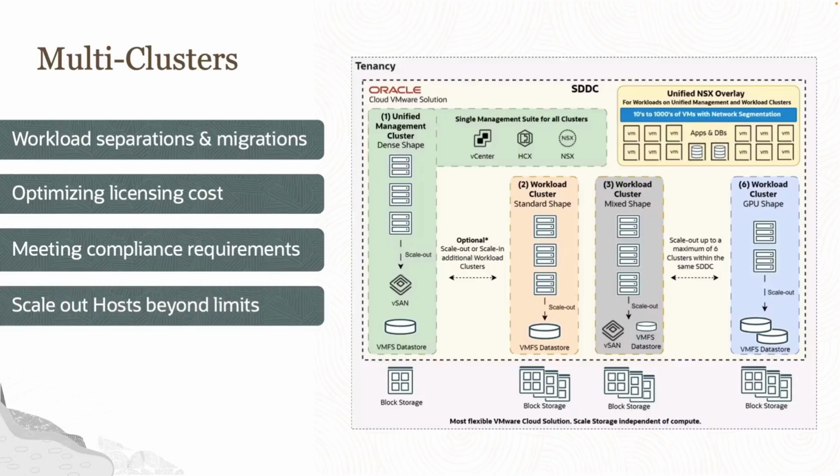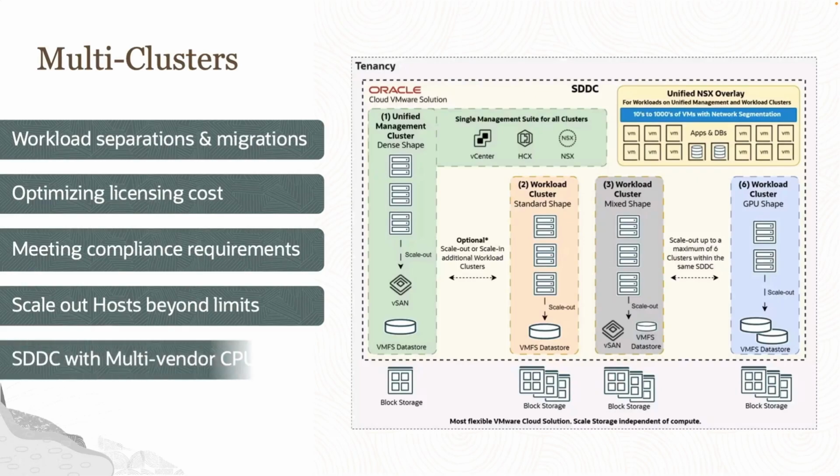With multi-clusters, you can scale out hosts beyond limits. Previously, you could scale SDDCs to a maximum of 64 hosts if you're using dense I/O compute shapes. But with the introduction of multi-clusters, a single SDDC can scale up to 384 bare metal hosts. With the multiple cluster SDDCs, you can easily deploy and manage different CPU-based clusters within the same SDDC, and this is going to help you with simplifying day-to-day operations, saving time and resources.